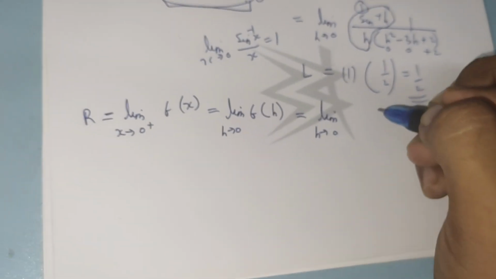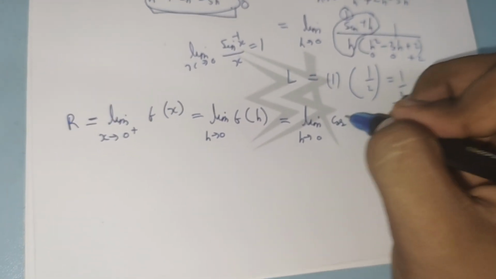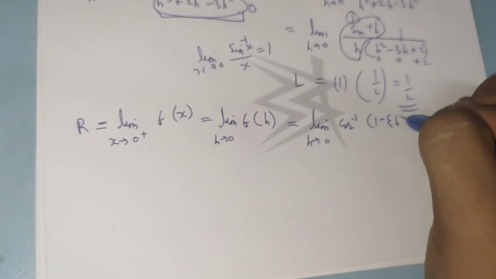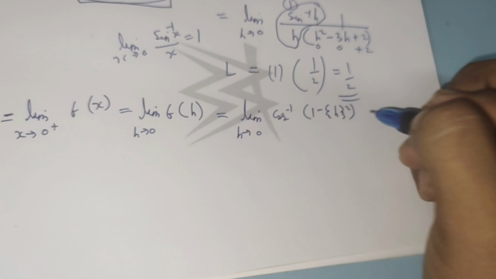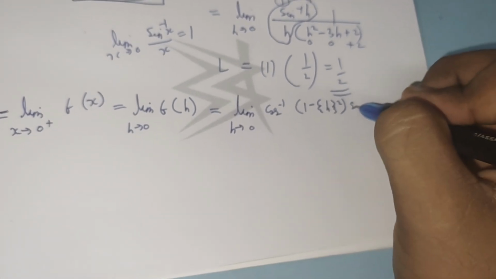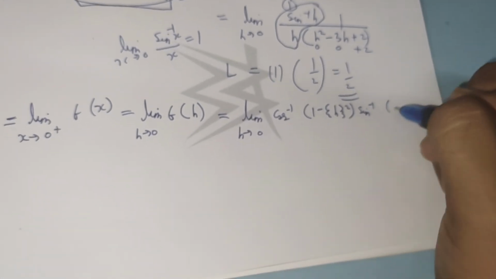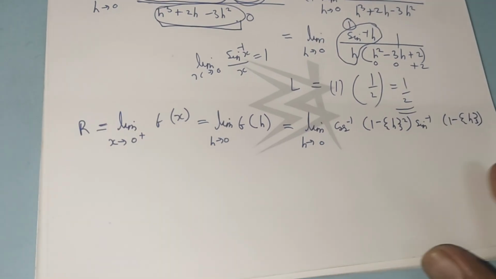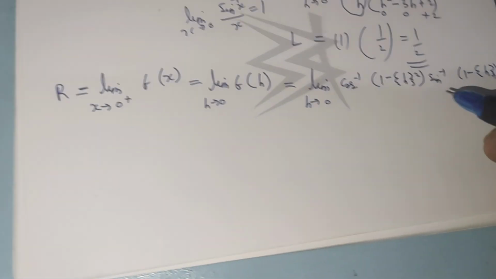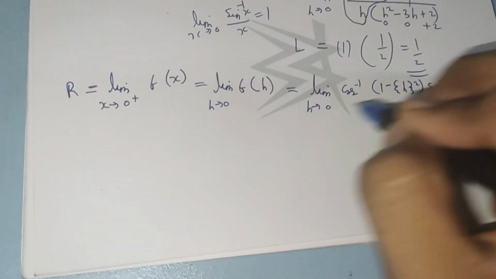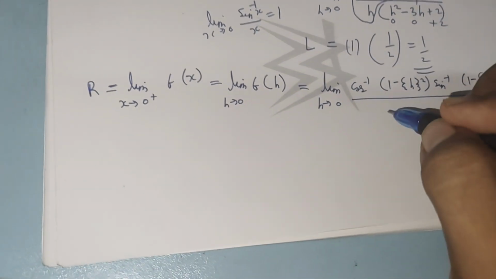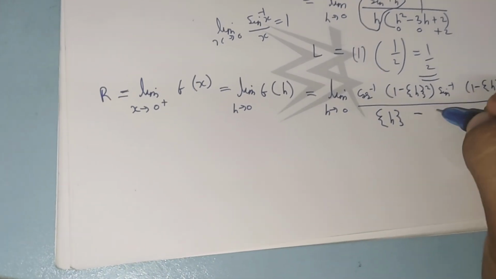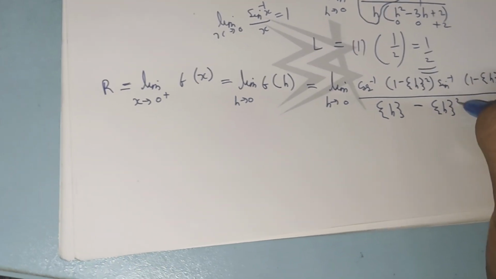F of h is nothing but cos inverse of (1 minus fractional part of h) whole square, sin inverse of (1 minus fractional part of h), upon fractional part of h minus fractional part of h cube.